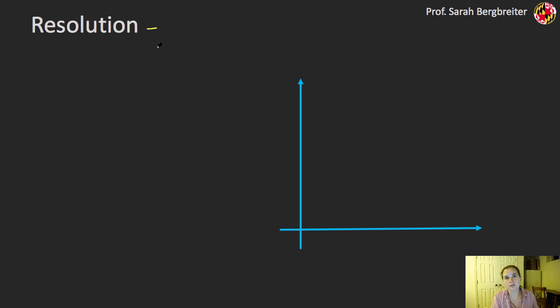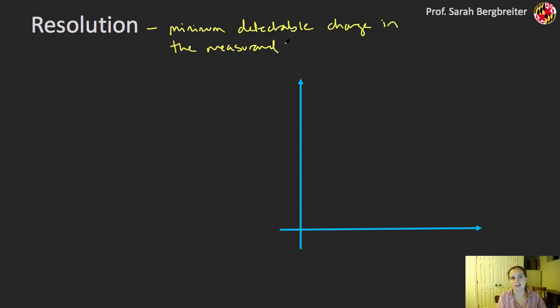Your resolution in a sensor is a little different than the resolution in an ADC, which was defined by bits. This is a little bit more like the least significant bit that we had in the ADC. Resolution is my minimum detectable change in the measurand, so it's defined in units of the measurand. If I'm trying to measure a pressure, my resolution is defined in pascals. If I'm trying to measure a current, my resolution is defined in amps.